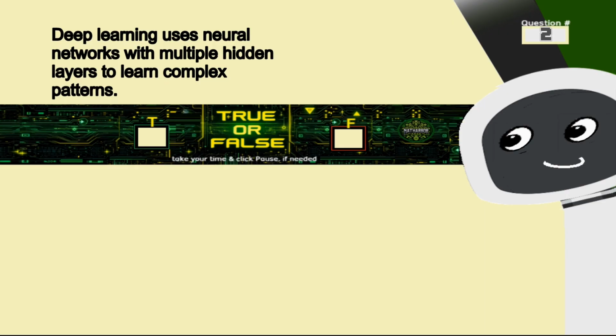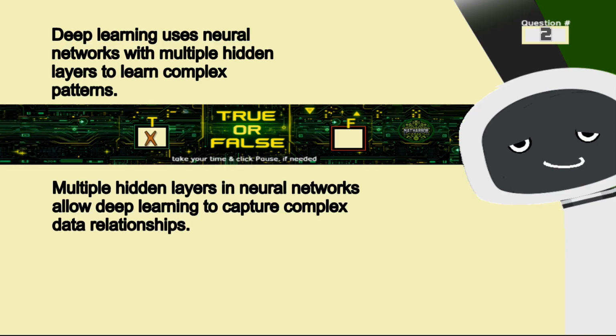True or false? Deep learning uses neural networks with multiple hidden layers to learn complex patterns. That's true. Multiple hidden layers in neural networks allow deep learning to capture complex data relationships.